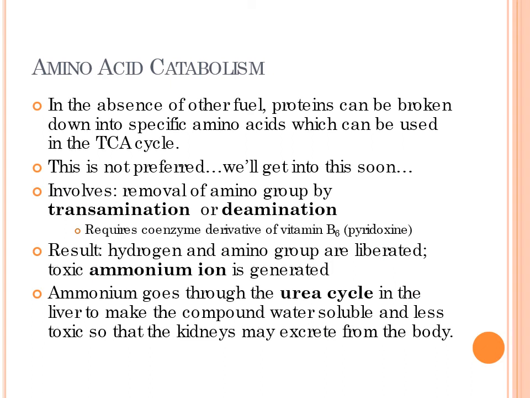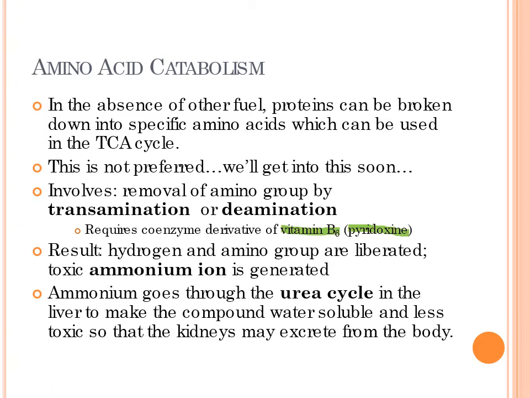Amino acid catabolism is the breaking down of proteins into amino acids. Proteins can be broken down, and some amino acids can enter the citric acid cycle. However, this is not ideal, and there's a couple of reasons we're going to go into. But the breakdown involves either transamination, so taking an amino group and giving it to another acid, or deamination, the removal of an amino group. And both of those require a coenzyme derivative of vitamin B6, and that coenzyme is pyridoxine.